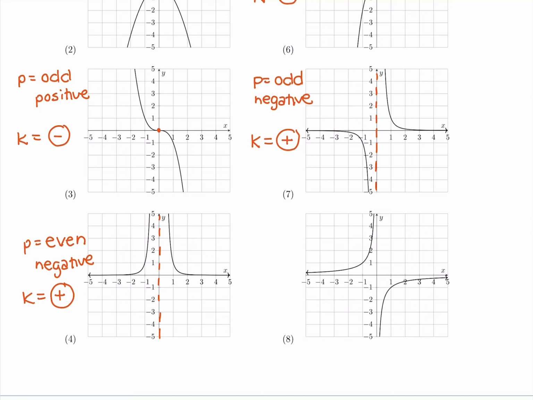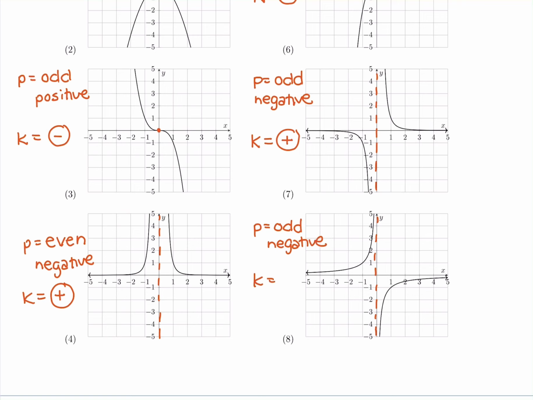Our last graph, we want to think, is the power even or odd? Well, we have opposite placement. One's up, the other's down. You can't just flip it right along that y-axis. So it is definitely not an even power. It's odd. We're symmetric about the origin. And we can't plug in 0 to it. There's a vertical asymptote there. There's no y value. So it must be a negative power.